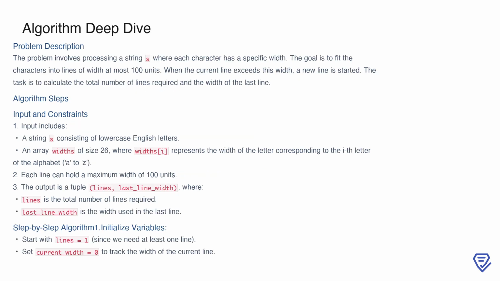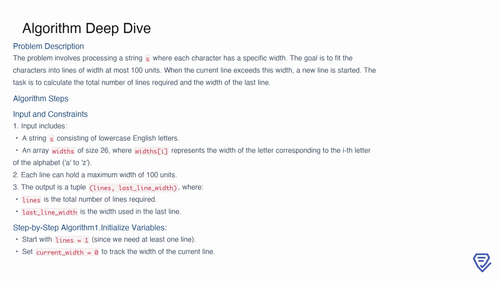The problem we're tackling involves determining how many lines are needed to write a given string, where each character has a predefined width, and each line can hold up to 100 units of width. The input consists of the string S, which is made up of lowercase English letters, and an array widths that maps each letter to its corresponding width. For example, the width of 'a' corresponds to widths[0], 'b' to widths[1], and so on. The challenge is to start a new line whenever adding a character exceeds the 100 unit limit and, at the end, return the total number of lines used along with the width of the last line.